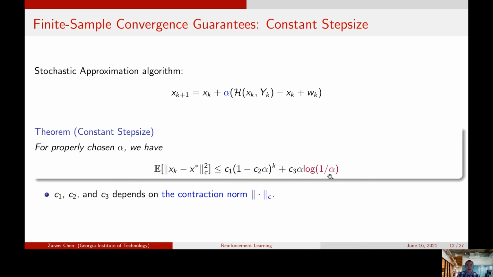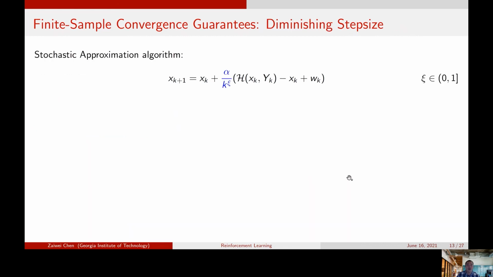Another thing I want to mention is that the constants C1, C2, C3 are not numerical constants. They depend on the contraction norm. If the contraction norm is weighted L2 norm, we have a set of constants here. And if it's sup norm, we have a different set of constants. So we will see more explicitly what the constants are when we study the Q-learning algorithm later.